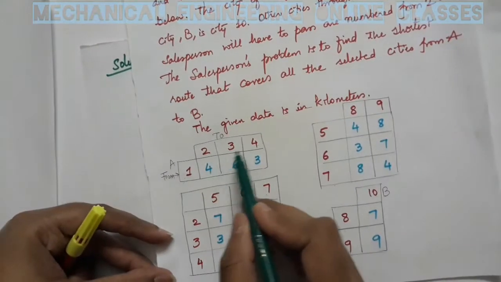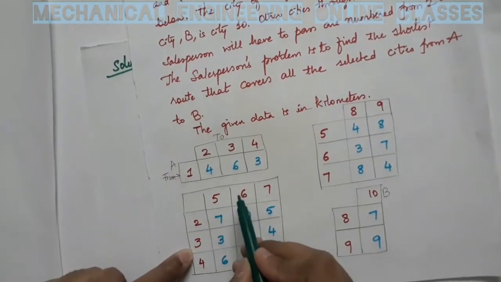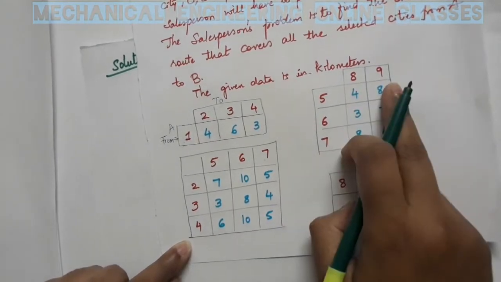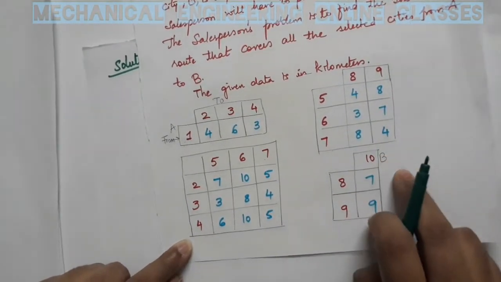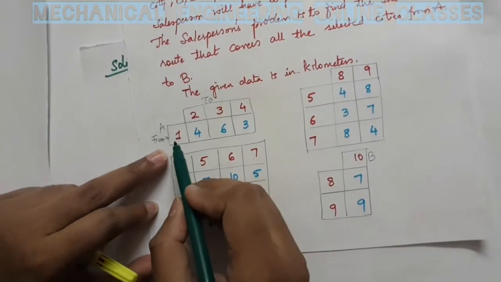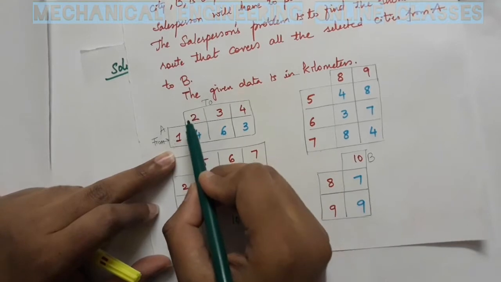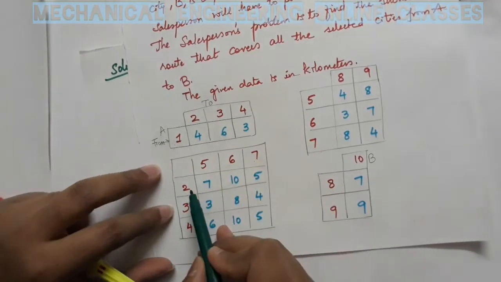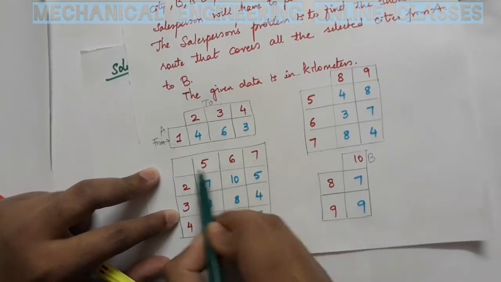And again from 2, 3 and 4 I can go to 5, 6 and 7. From 5, 6, 7 I can go to 8 and 9, and from 8 and 9 I can go to 10. What this means is, from the table it is very clear that from 1 I have to definitely choose one of these 3 cities. Once I am at one of these 3 cities, then I have to choose one of the next 3 cities.